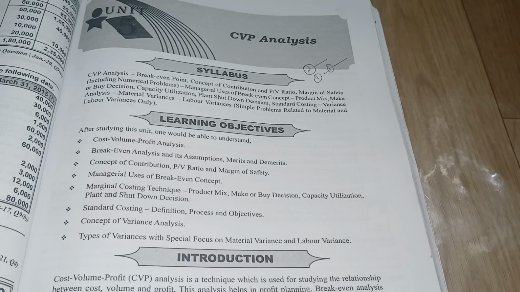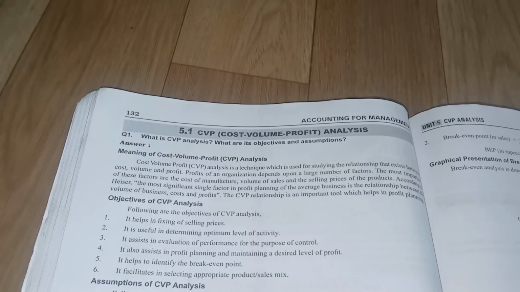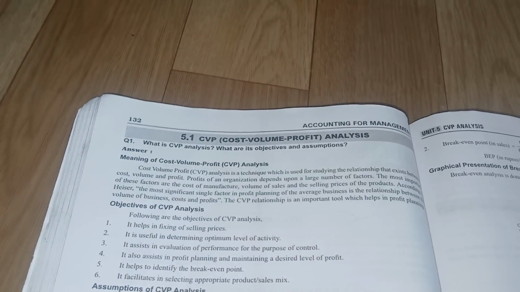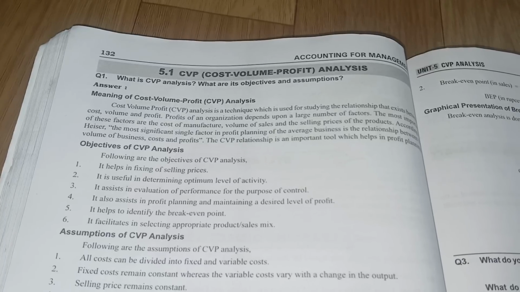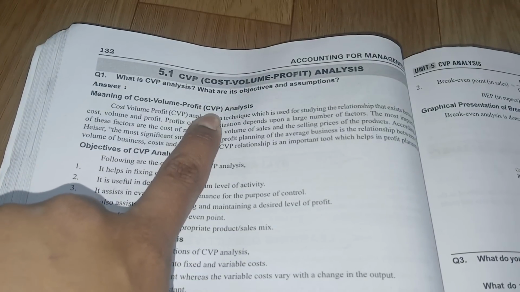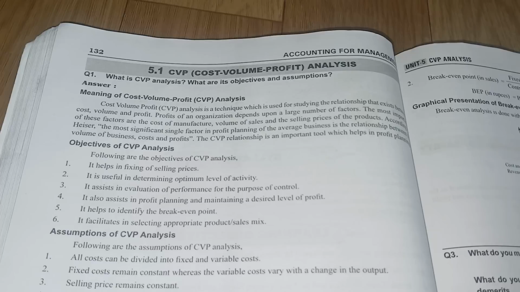So CVP analysis is the topic. You will compulsorily get a question related to CVP analysis. So basically you need to understand what this CVP analysis is. CVP is nothing but cost, volume, profit. C is for cost, V is for volume, P is for profit. This cost, volume, profit is a technique.